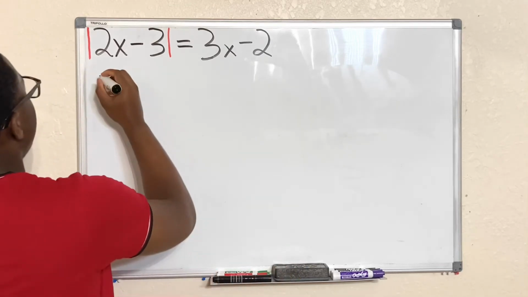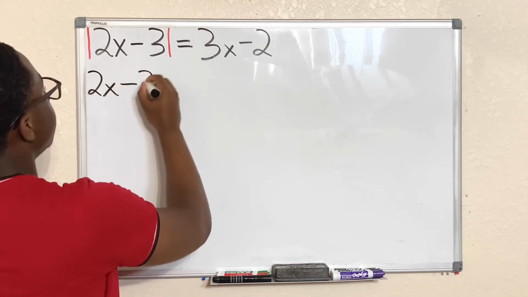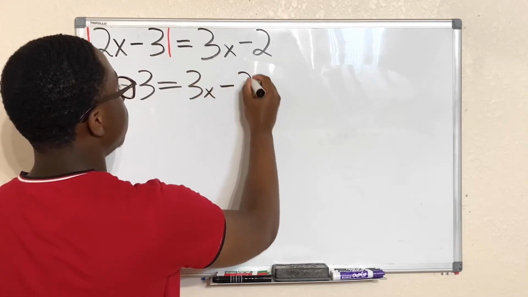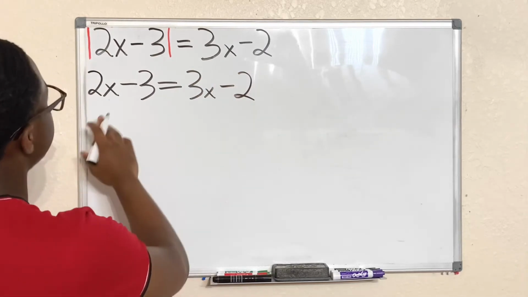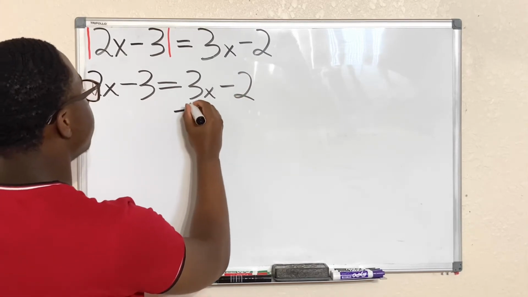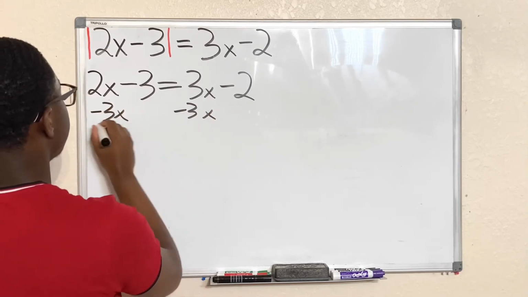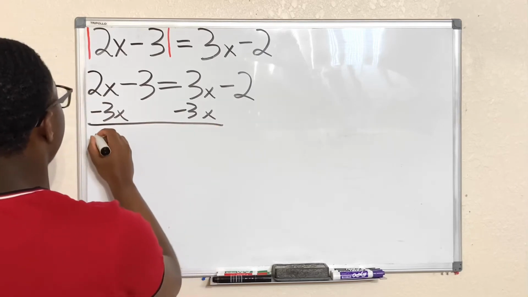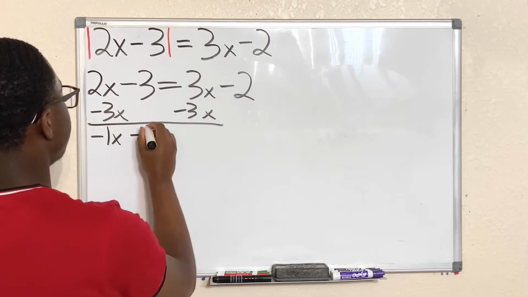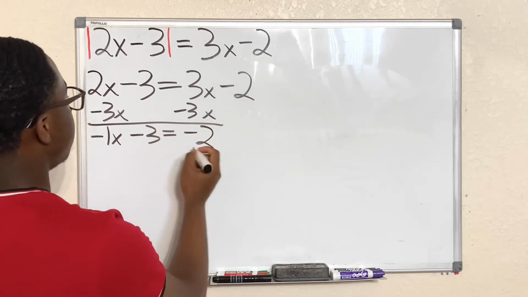So let's start off with our similar equation, which is 2x minus 3 equal to 3x minus 2. Let's start off here. So minus 3x on both sides. Now we have a negative 1x minus 3 is equal to negative 2.